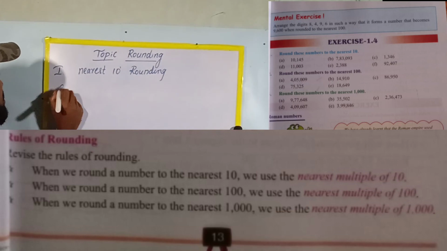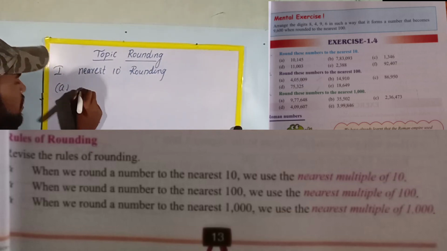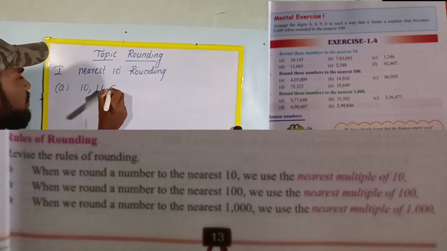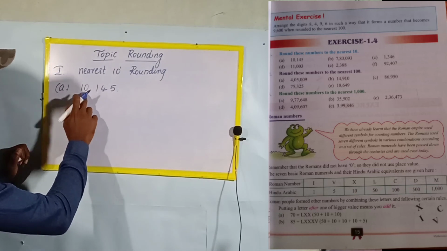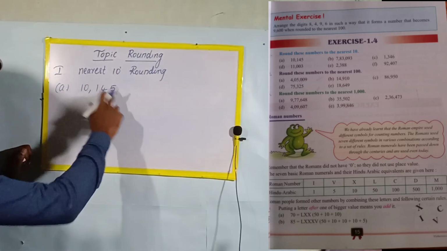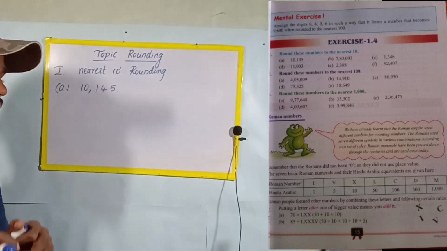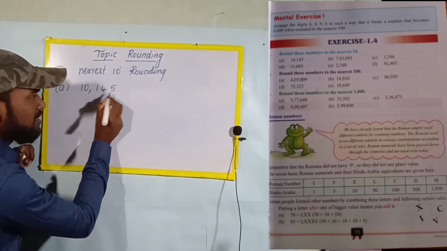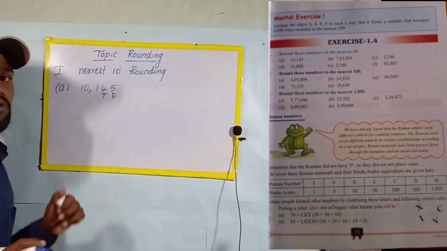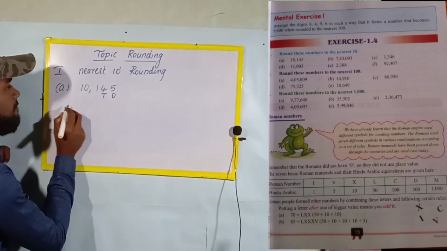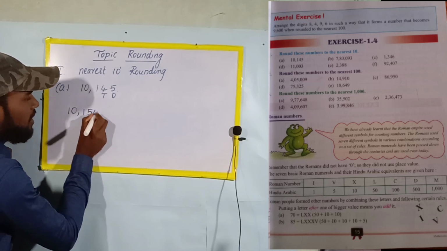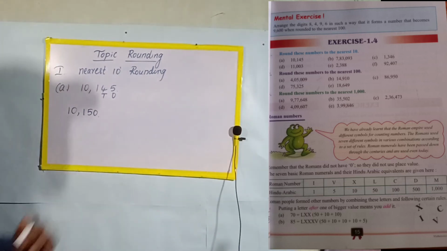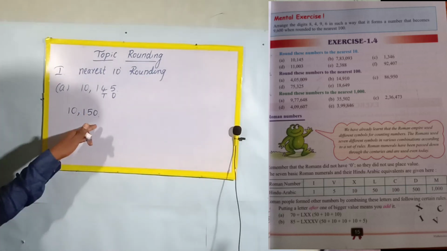The first number given is 10,145. Read the number: ones, tens, hundreds, thousand, 10,000. It is given 10,145. We have to round off to the nearest tens. Ones, tens. Clear? Now see here, 10,150 is our answer. Before this, why am I writing 50 here?